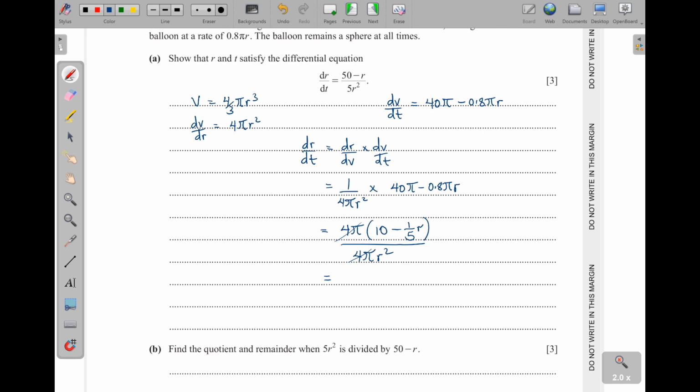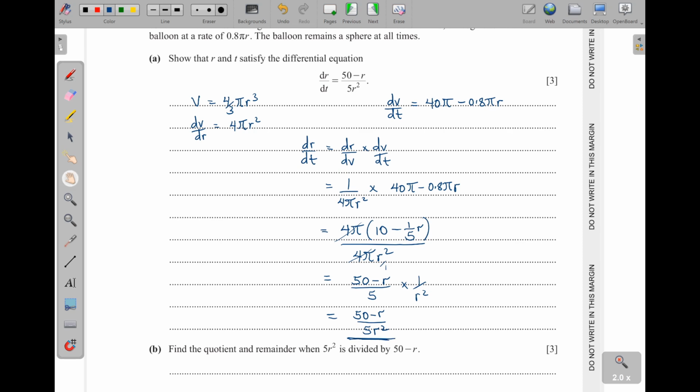And then what we shall have next is, now find the LCM here. So you will have 5 times 10, that is 50, then minus r over 5, but that 5 is going to multiply with 1 over r squared, the reciprocal of this one, okay, like that. And then you get your answer as 50 minus r over 5r squared, like that.